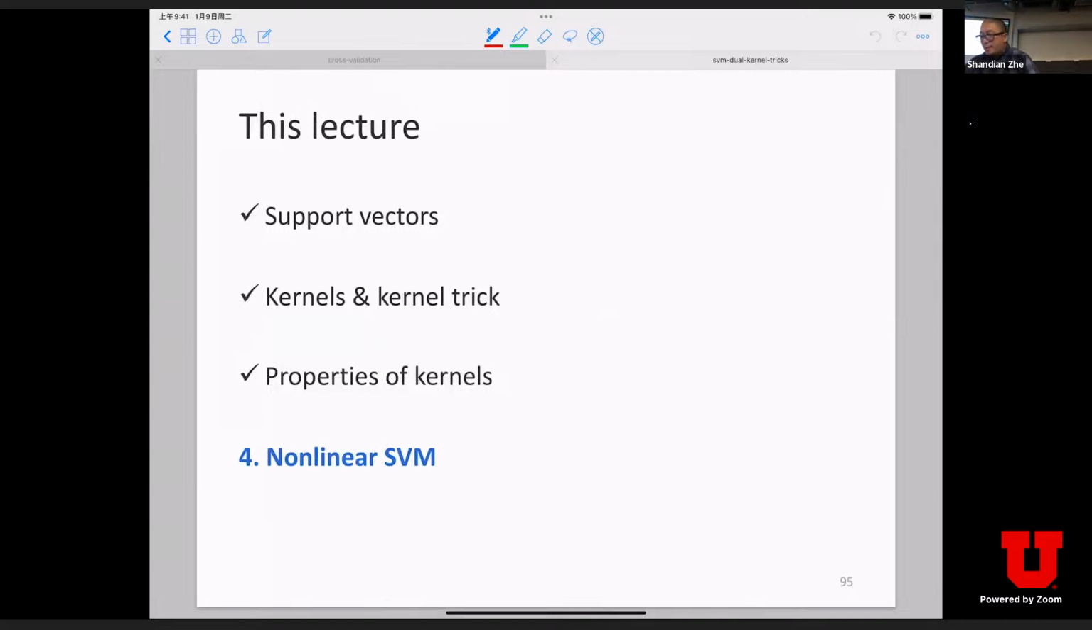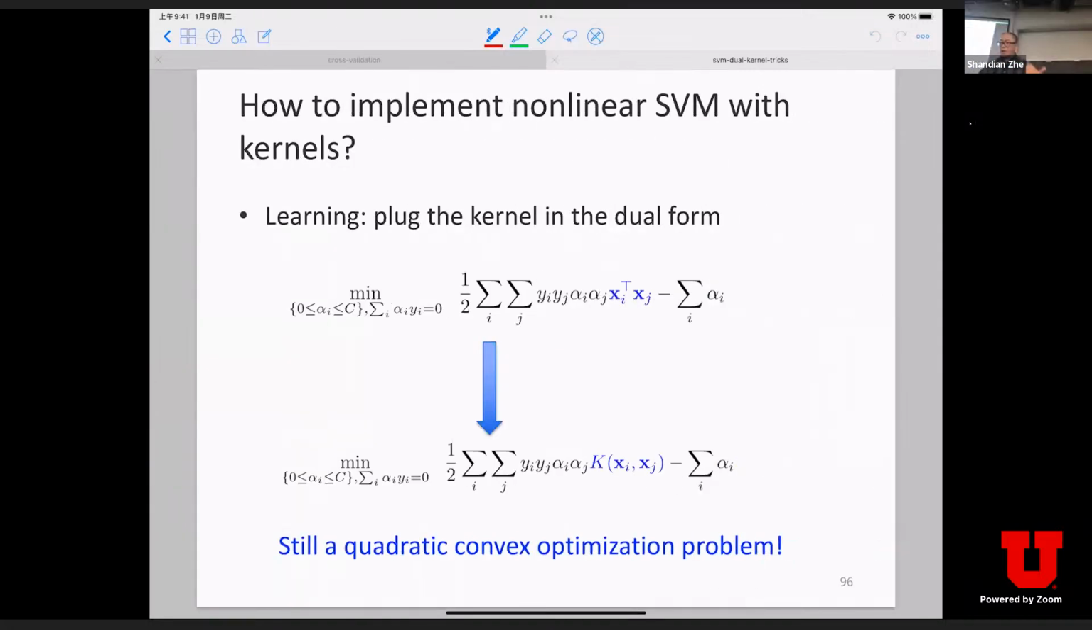Okay, great. So now we need to finish the last piece of our picture, right? How do we combine the kernel trick and SVM dual to implement this nonlinear SVM? Okay, so going back to our SVM dual form, after a series of derivation and simplification, we know that solving the SVM dual form is equivalent to solving this constrained quadratic optimization problem, right?